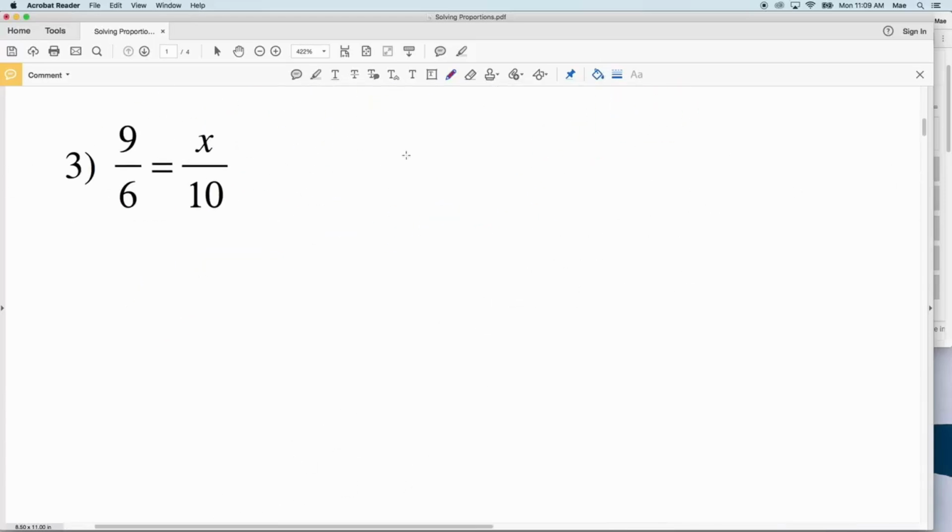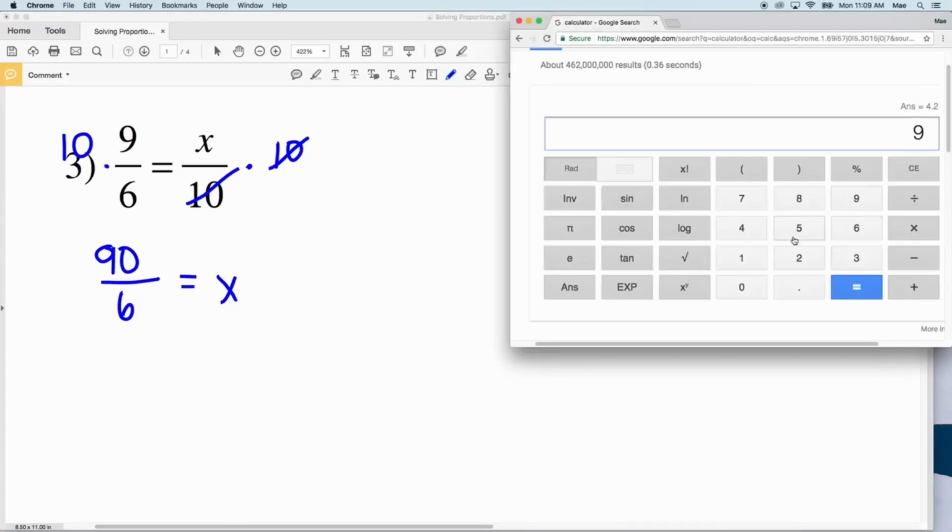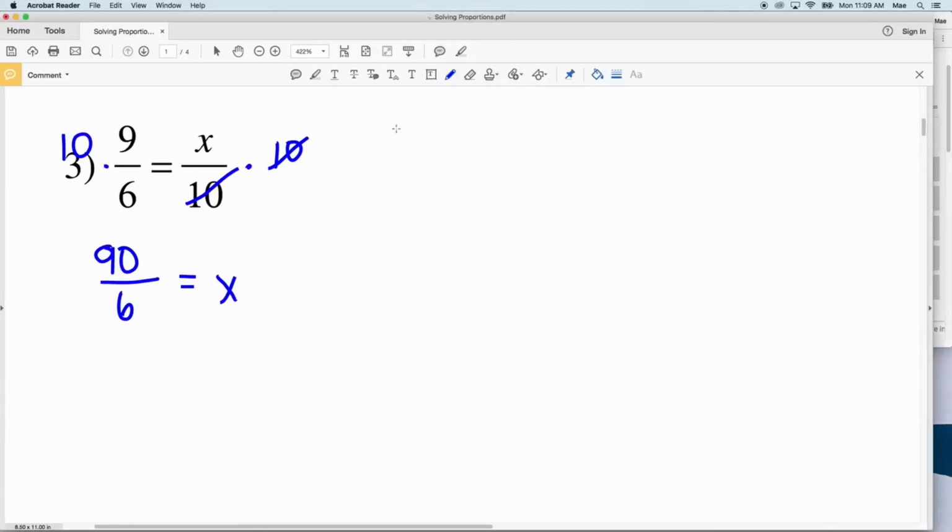In number 3, we're going to multiply both sides by 10. And doing that, the 10s will cancel out on the right-hand side. 10 times 9 is 90. So we'll have 90 over 6 equivalent to x. Typing that in on our calculator, 90 divided by 6 is going to be equal to 15. You could also just simplify this down and know that 90 divided by 6 is the same as 45 over 3, and that is 15.